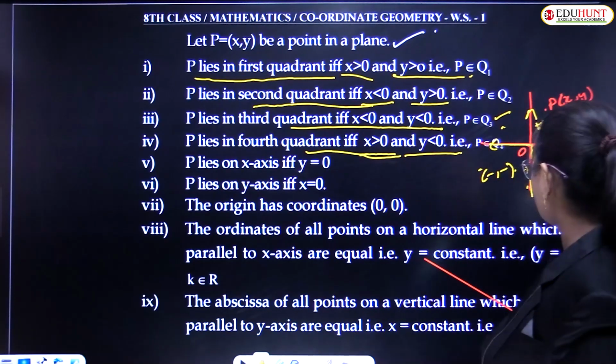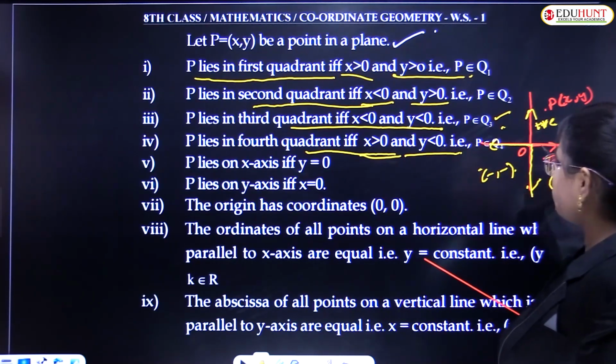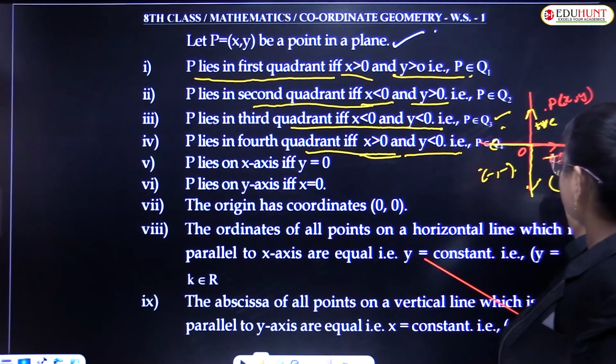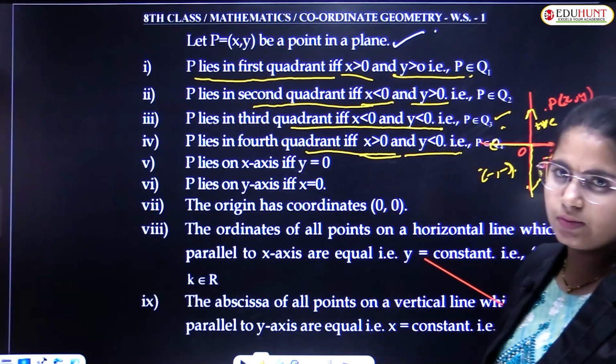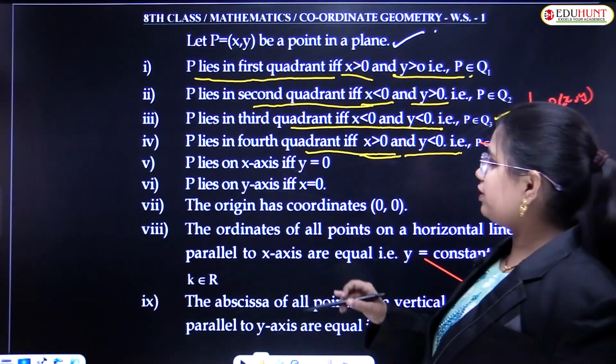Let's get back to the fourth quadrant. X is positive right here, the right side of x is positive, and the down part of y is negative. So this will become plus and minus. Right? So what is my next point?